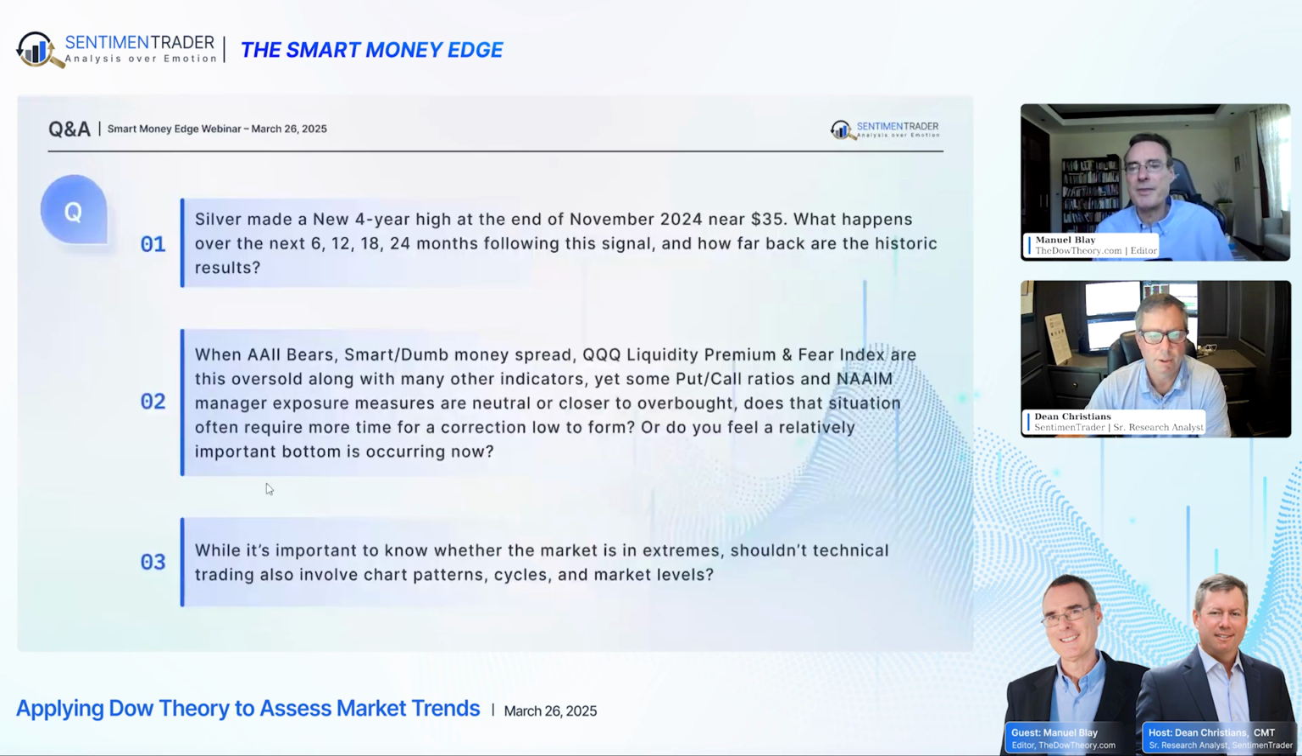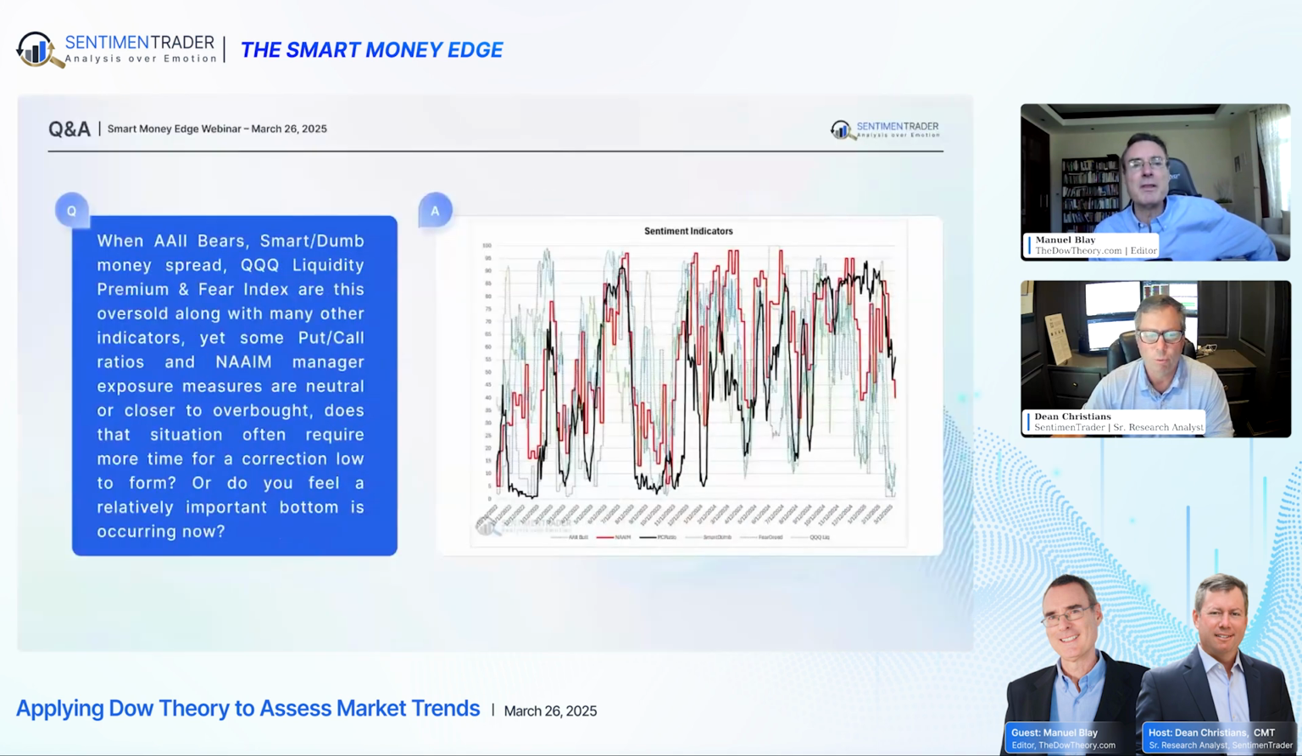Okay, let's go back here. All right, so when AAII bear, smart dumb money spread, QQQ liquidity, and fear ingredients are this oversold along with many other indicators, yet some put call ratios and manager exposure measures are neutral or closer to overbought, does the situation often require more time for a correction low to form, or do you feel a relatively important bottom is occurring now? I've got a chart here just to sort of highlight this question. Again, yeah, we're a little bit out of sync here.